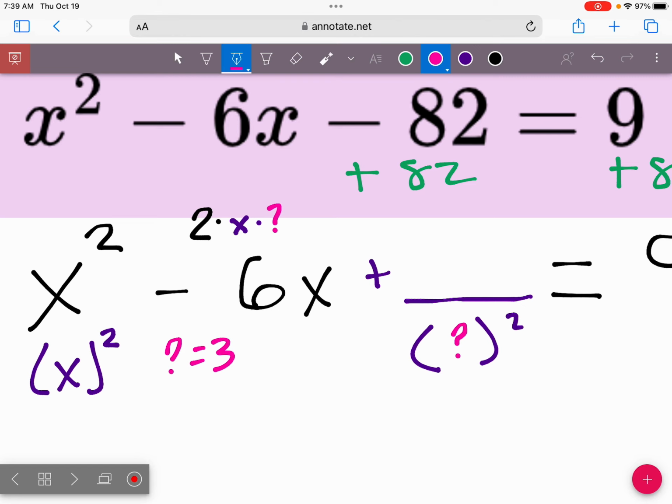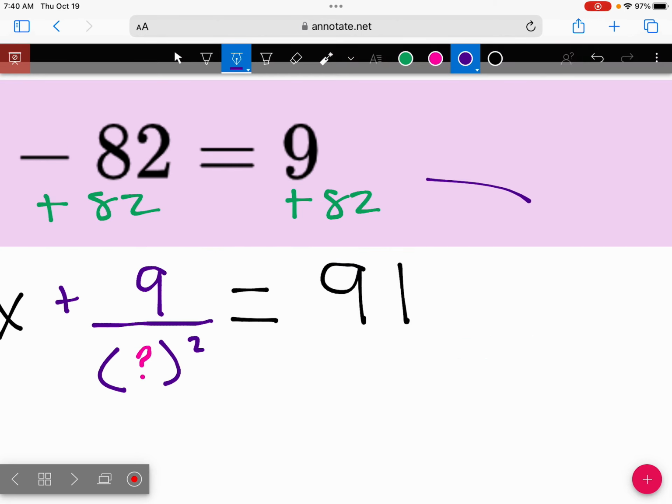Which means what's our c value? 9. But I can't just willy-nilly add 9 to one side of an equation. That means I also have to add 9 to the other side.